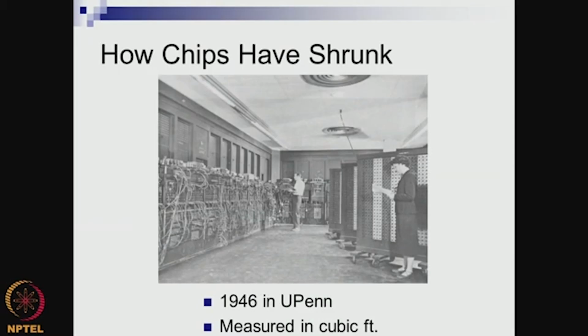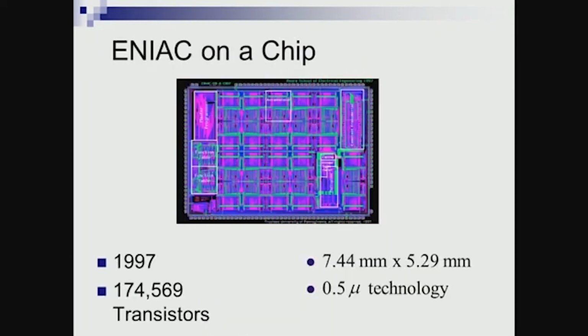This is the computer made in 1946 at the University of Pennsylvania, which is measured in cubic feet, and this was not bigger than today's glorified calculator. The functionality that this could execute was very close to what today's calculator can do. This was basically called the ENIAC.